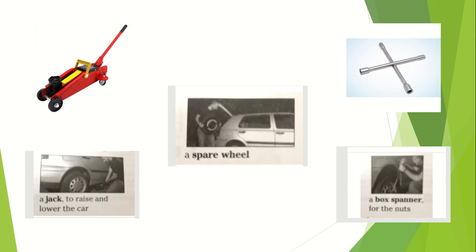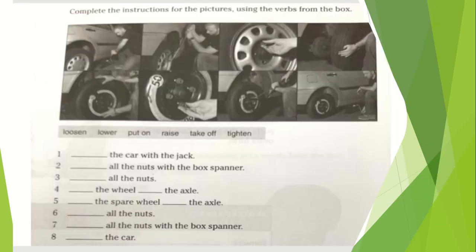Now please go to the workbook and let's look at the picture here. Here we have 8 steps. What we need to do is to complete the instructions for the pictures, using the verbs from the box. We're going to use the words loosen, lower, put on, raise, take off, tighten.